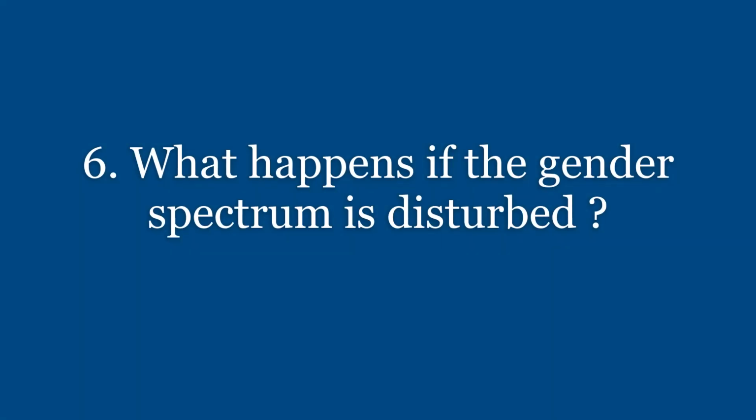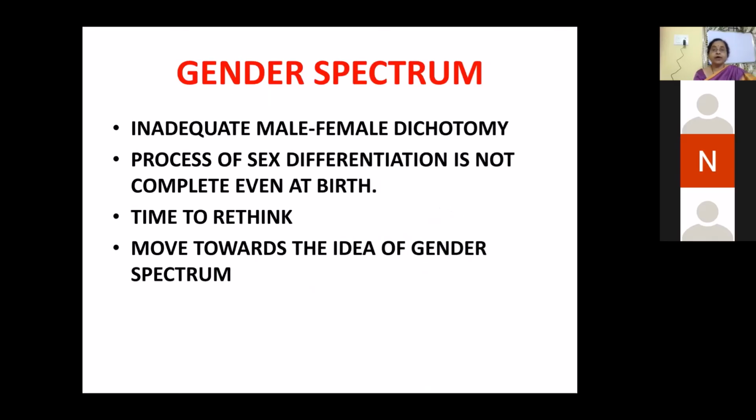Now, the gender spectrum. What happens if the gender spectrum is disturbed? The band is disturbed. For example, the rainbow colors: there are 7 fixed colors. If that is disturbed, then it is something unbelievable in the celestial formation or in nature. So even the expected gender spectrum is disturbed. There is an inadequate male and female dichotomy. That means there will not be a fixed male and a fixed female, but some other genders will appear.